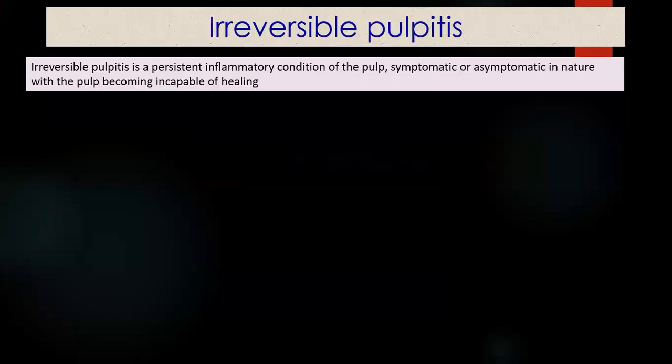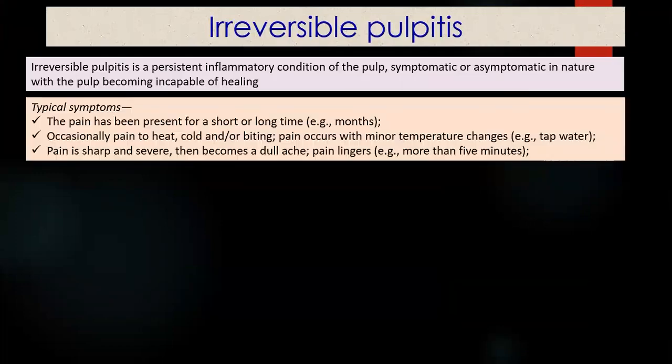Next, we have irreversible pulpitis, where the pulp cannot return to healing. We have a short pain, but for a longer period of time. We can have an occasional pain, a sensitive pain, even with mild temperature changes. Even tap water can cause pain. So this is the clinical scenario where we can ask the patient whether normal water also causes pain, or whether the pain occurs only with extreme cold water or extreme cold food, right? The pain is sharp, severe, or may become dull, and it lingers for a longer period of time, that is, more than 5 minutes.